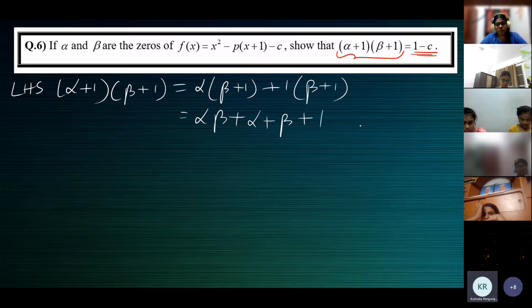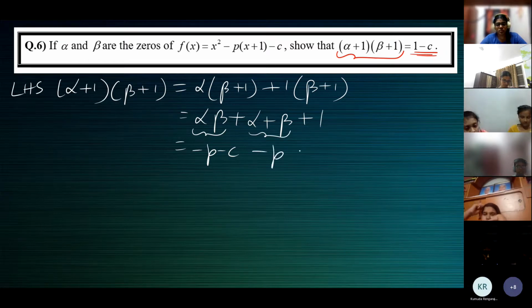This is just multiplication. Now you can see alpha beta is minus p minus c, as we worked out earlier. And alpha plus beta is plus p. Plus 1.